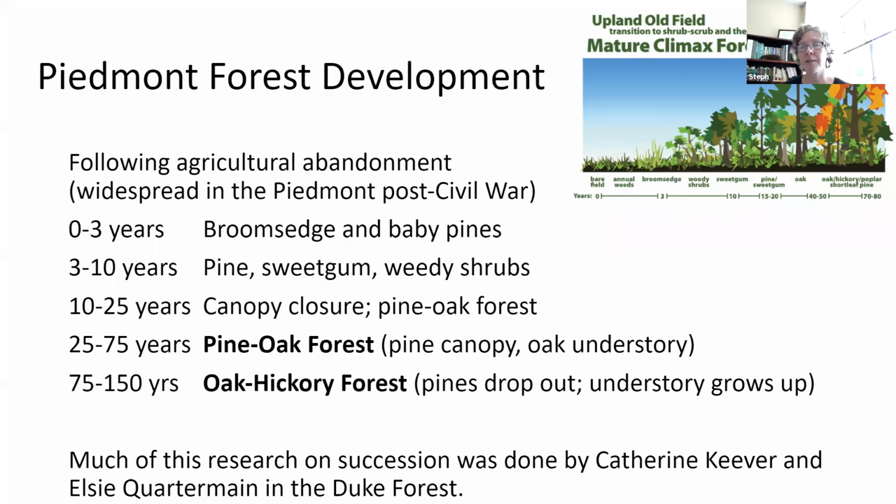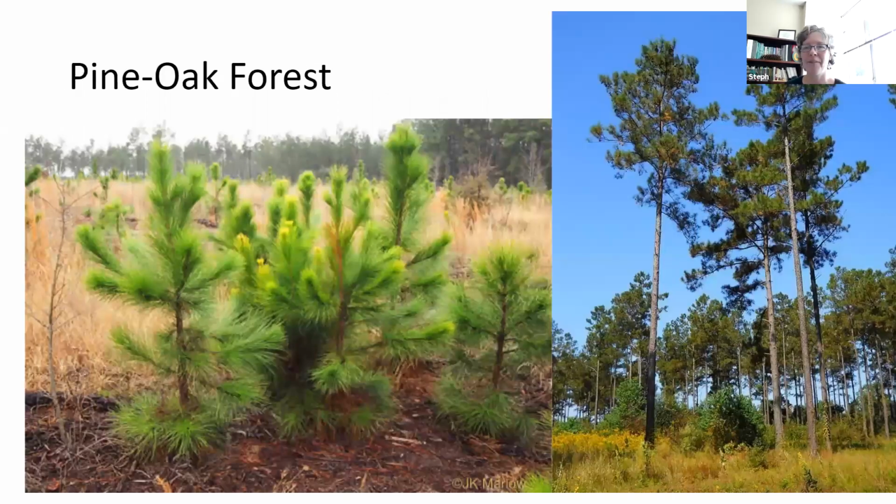So a lot of the research on succession that went into mapping this predictable pattern was done at Duke Forest by Catherine Keever and Elsie Quartermain in the mid-1900s during World War II. A lot of researchers who were men were off at war, and these two women did a lot of research at Duke Forest, working for Dr. Osting at Duke University. And Quartermain continued doing their research. They were actually both pretty long-lived.